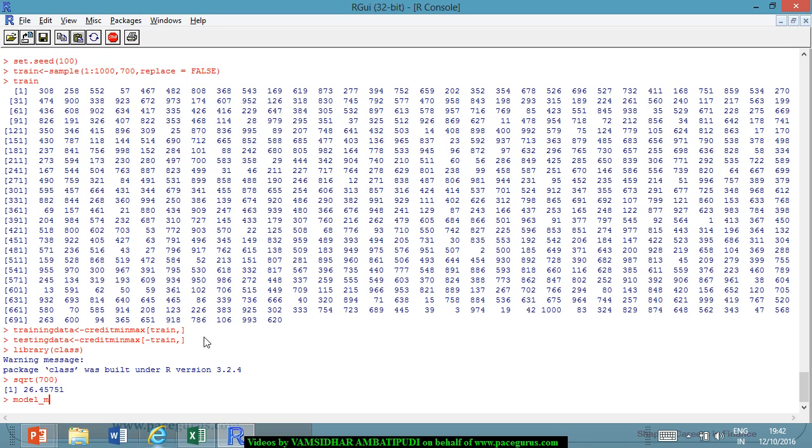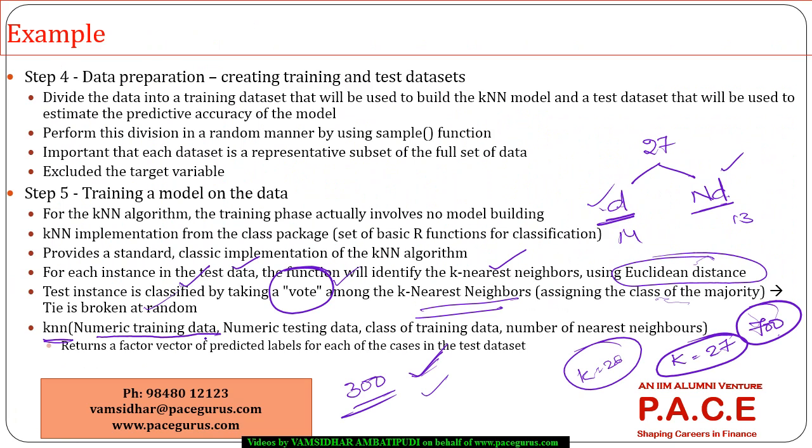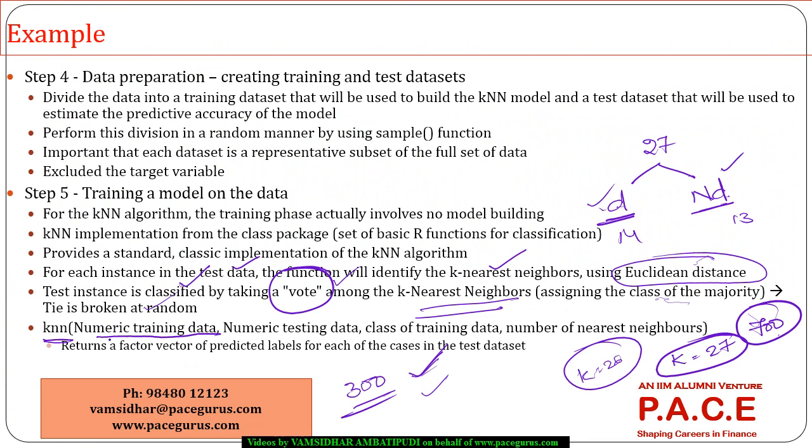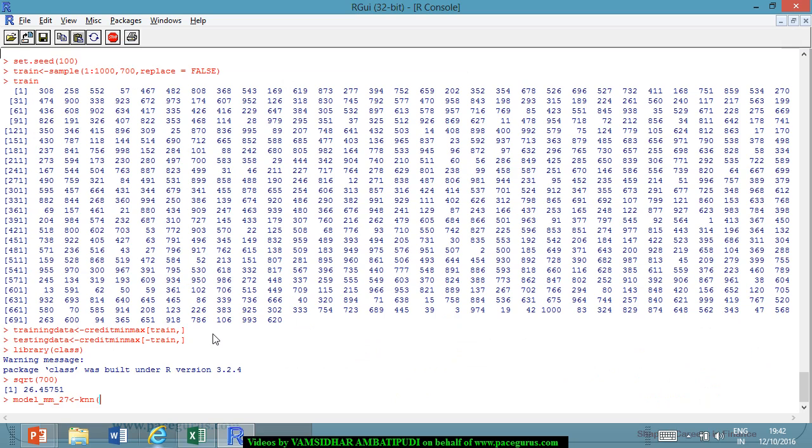Right, probably I'll call it model_minmax_KNN with 27 as a k value. So this is the name of the model I am giving. Min max is the normalization that I have done, and I have set the k value as 27. So I am giving that as KNN as a formula. The first input I have to give is numeric training data. Training data is nothing but what I have stored under a variable called training data. All of them are numeric and they are all normalized already.